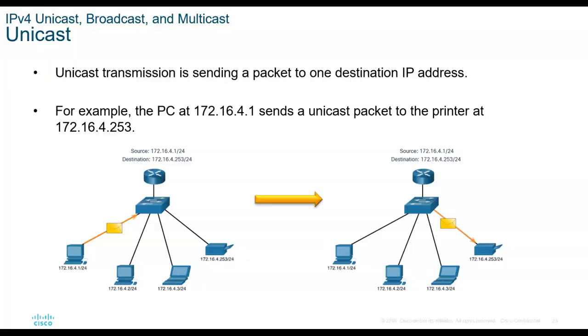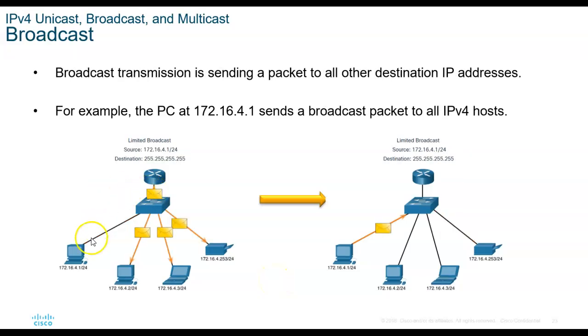All right, on to unicast, broadcast, and multicast. Unicast is just 1-to-1. It's one packet being sent from a computer to the destination, which is another computer or a printer or whatever you're doing. In this instance, we have the computer at 172.16.4.1 going across the switch to the printer, and that's just 1-to-1. So we've got one source and one destination.